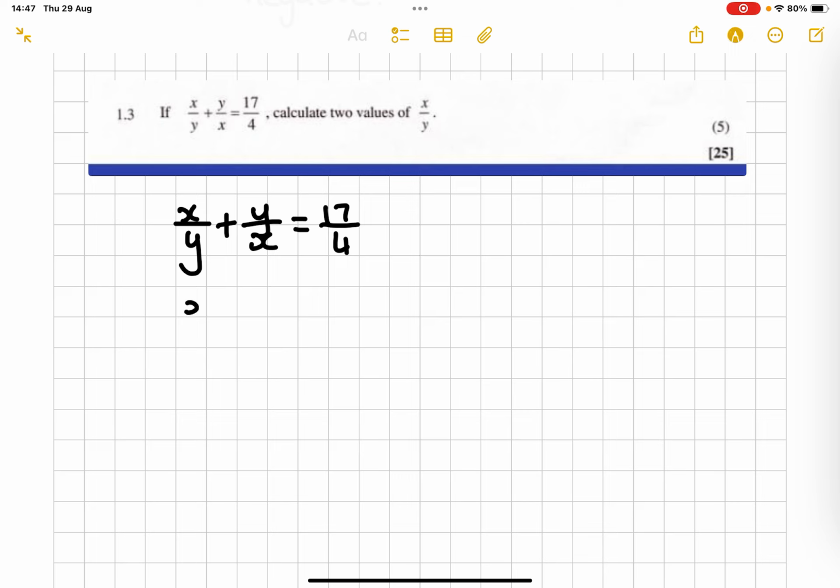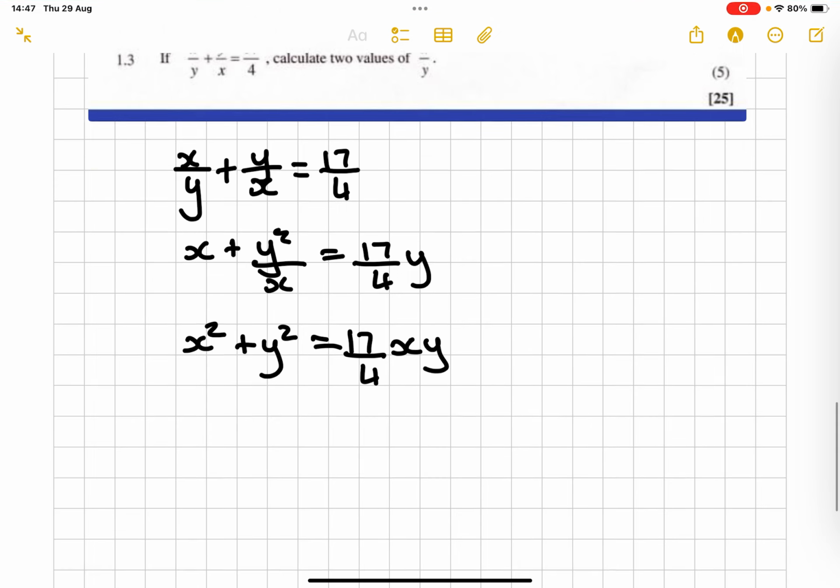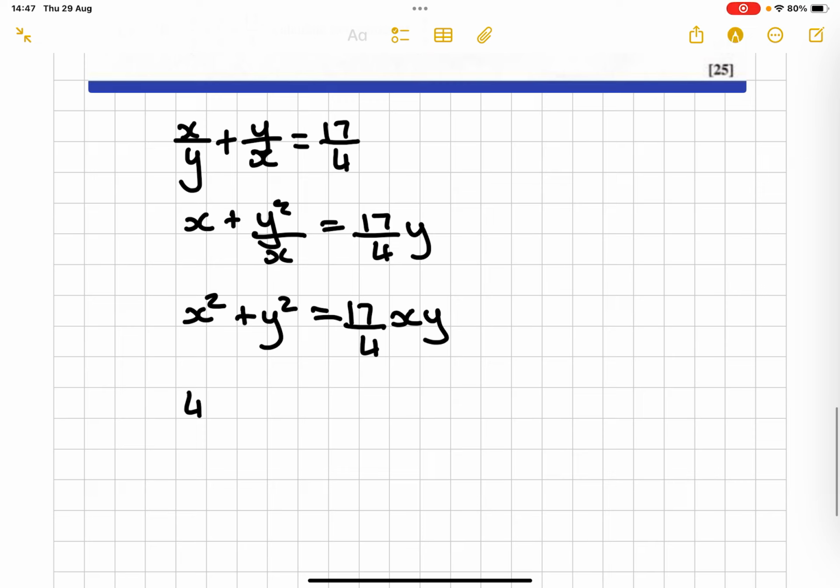So for the first denominator, we're going to multiply every term by y. So we end up with x over x plus y squared over x is equal to 17 over 4y. Okay, then for the next denominator, we're going to multiply everything by x. So we end up with x squared plus y squared is equal to 17 over 4xy. Now for the last denominator, we multiply everything by 4. And so this is what we are now left with.